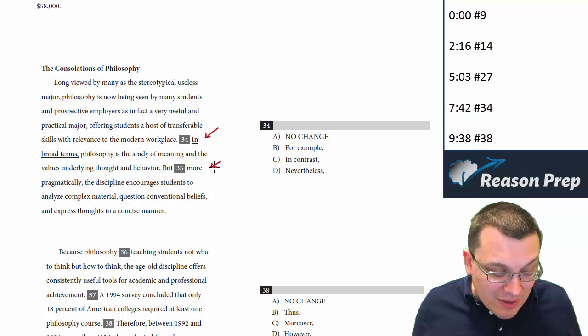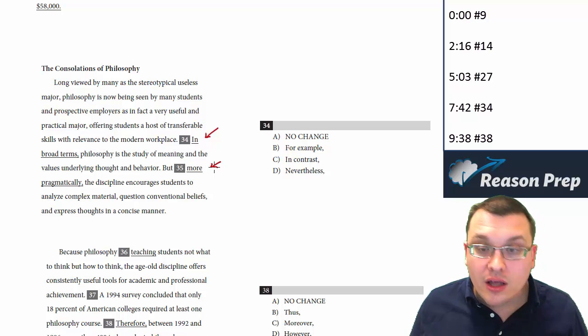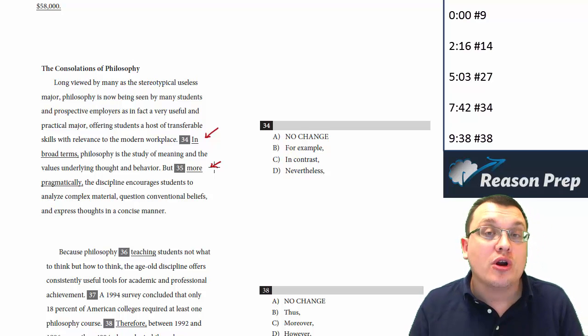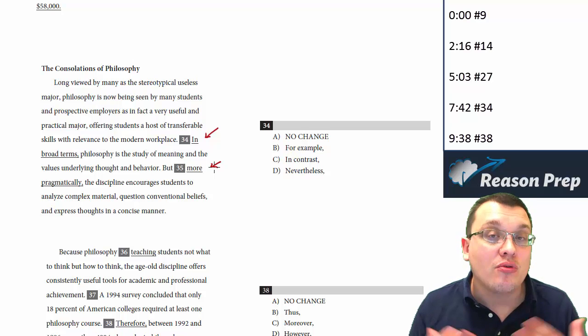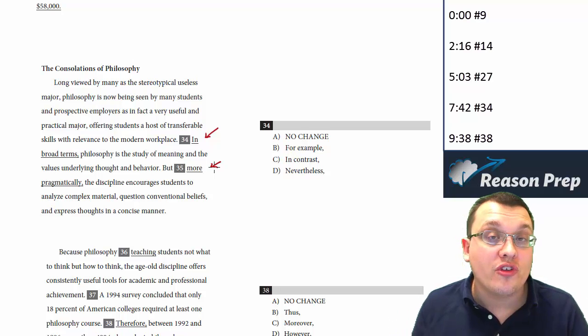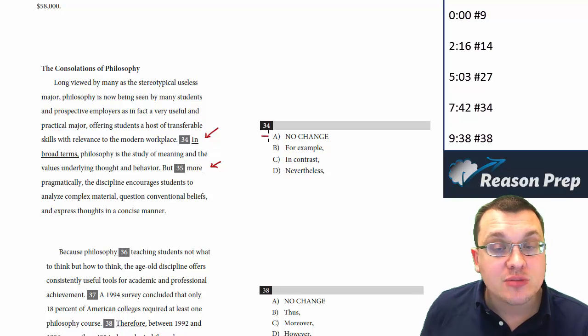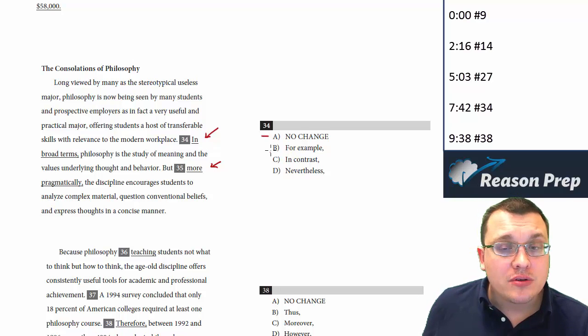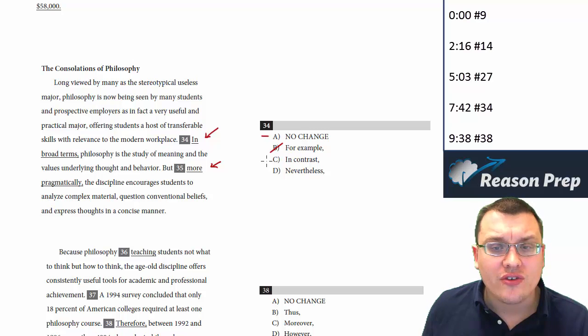So when we look at the original, it actually looks pretty good. In broad terms, we're defining what philosophy is in a broad way, but then we're going to narrow in the following sentence on what's useful for this particular essay. So A looks pretty good. For example, doesn't seem to make any sense here because this is not an example of what philosophy is. This is more of a definition of what philosophy is.